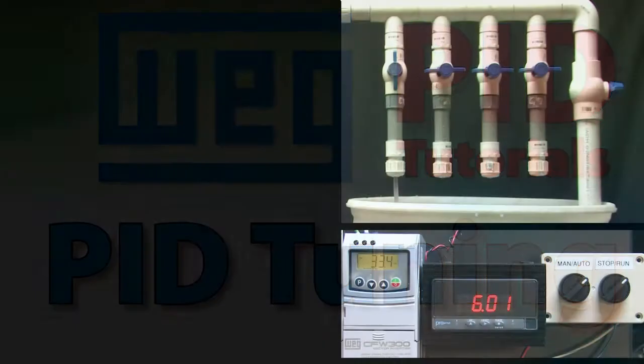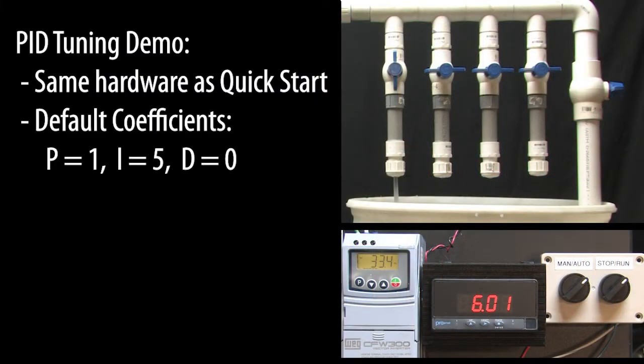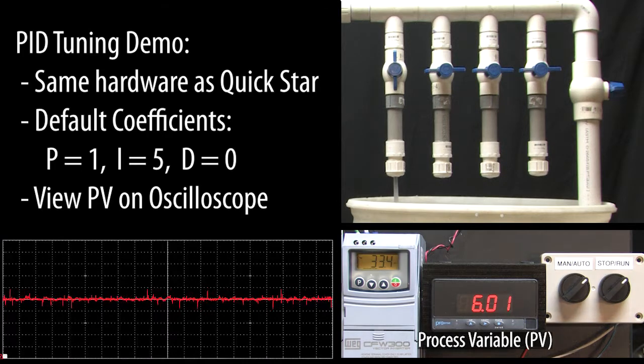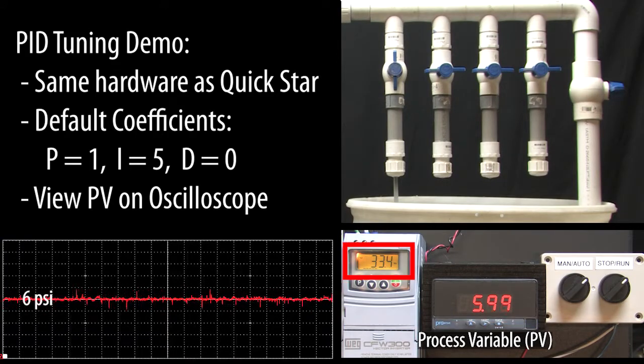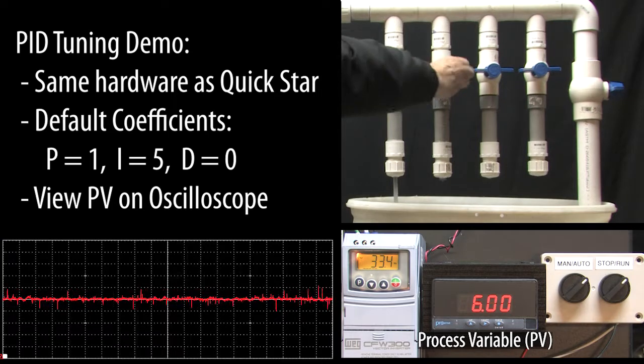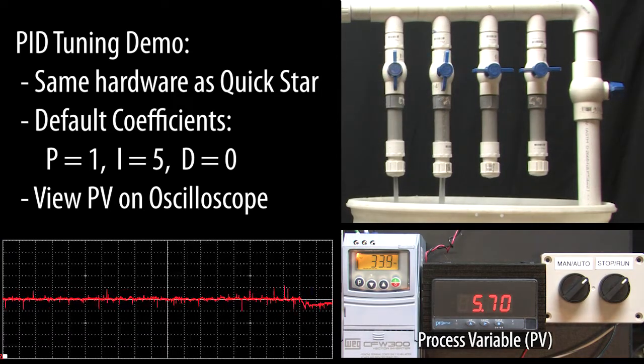Let's repeat the test we did in a quick start video with the default coefficients. But this time, let's also watch the process variable on an oscilloscope trace. We're at 6 psi, and the drive output is at about 33.4 Hz. I'll open a valve, and we see the pressure drop and then slowly climb back up to 6 psi over 10 to 15 seconds.